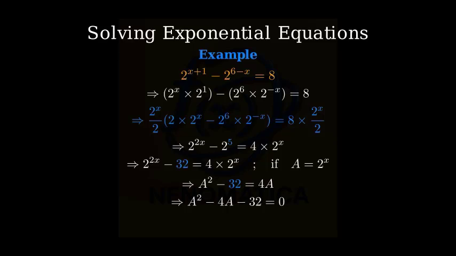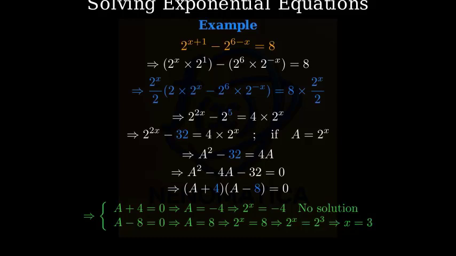Let's factor this quadratic equation. We need to find two numbers that multiply to give negative 32 and add up to negative 4. Those numbers are positive 4 and negative 8. So our equation can be written as a plus 4 times a minus 8 equals 0. Now we can solve by setting each factor equal to 0. So either a plus 4 equals 0, which gives us a equals negative 4, or a minus 8 equals 0, which gives us a equals 8.